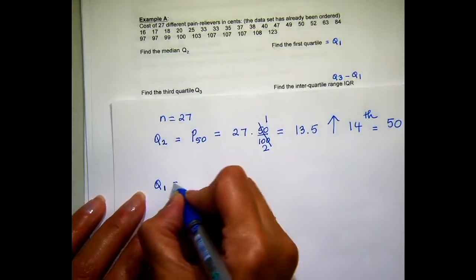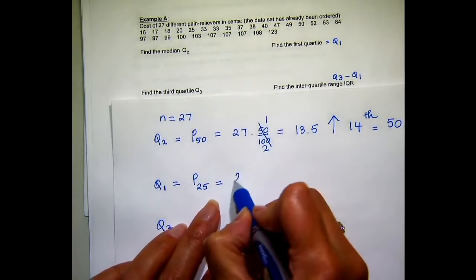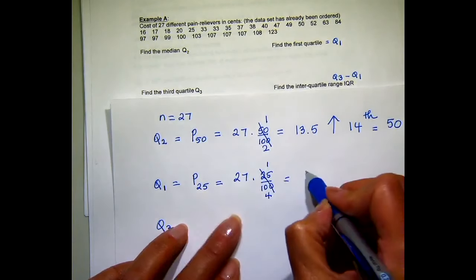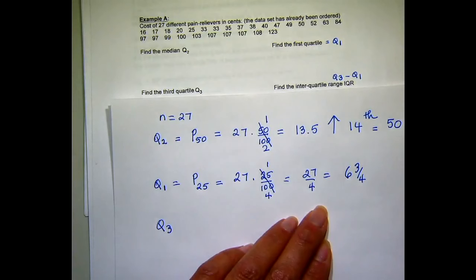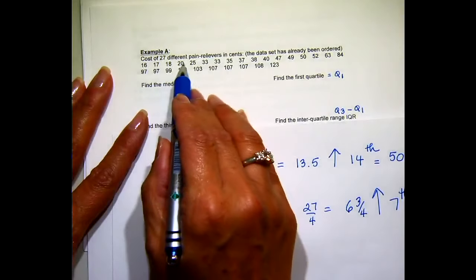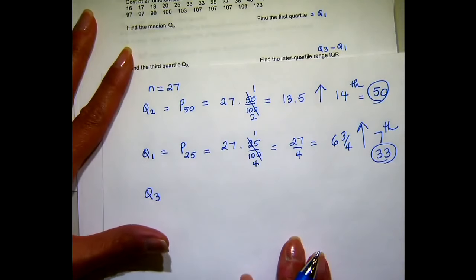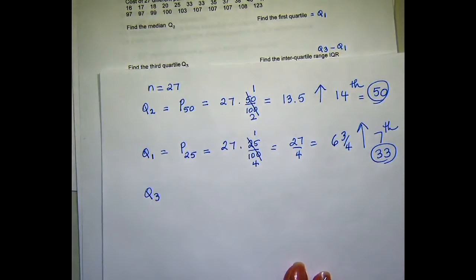Next one, Q1, P25. 27 times 25 over 100, 1/4. So 27 over 4, 4 sixes are 24, and 3/4. Non-integer, right? Round up to the 7th ordered value. Who is the 7th ordered value? 1, 2, 3, 4, 5, 6, 7. 33. I'm going through the motion of doing this because I want to draw a box plot after this. Okay, that's why I'm bothering to do this.